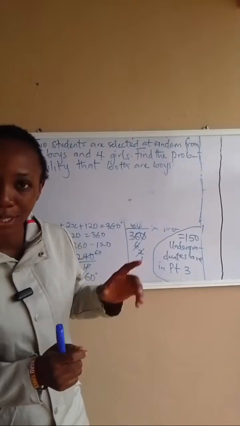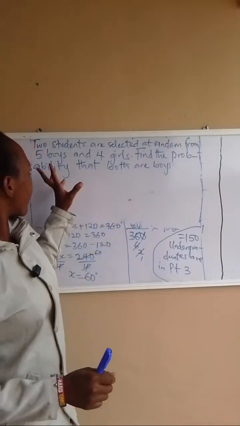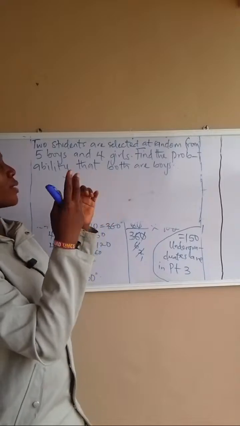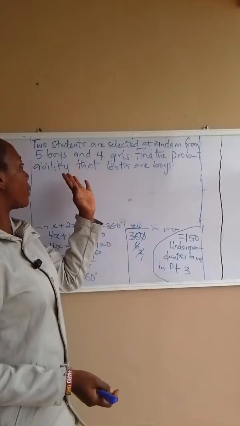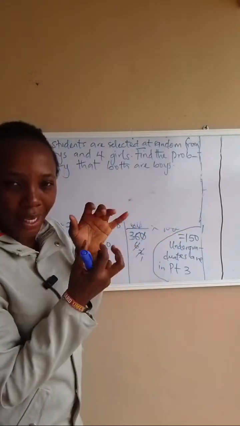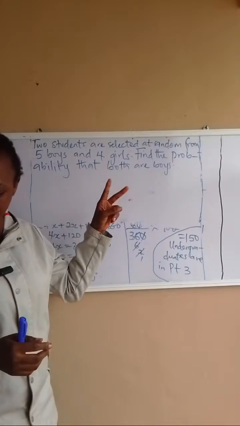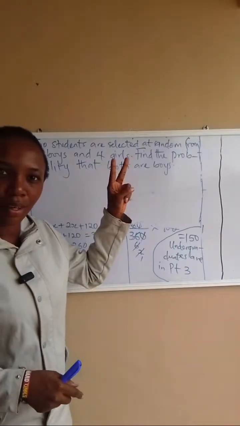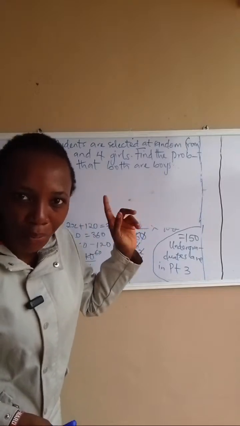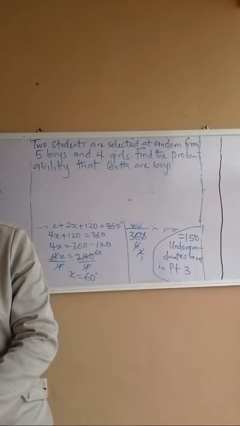This question on the board is for you. It's a simple question. 2 students are selected at random from 5 boys and 4 girls. Find the probability that both students selected are boys. You just have 2 minutes to solve this question. Your time has started already. Let's go.